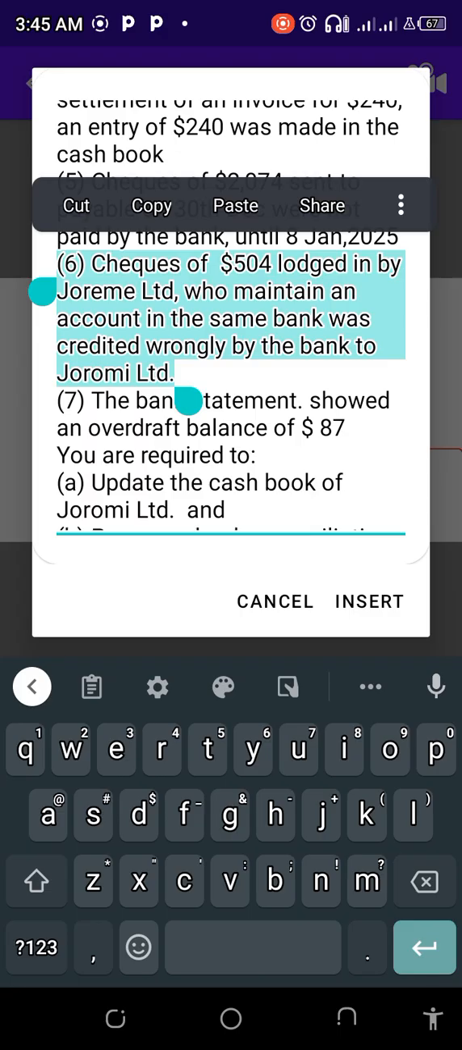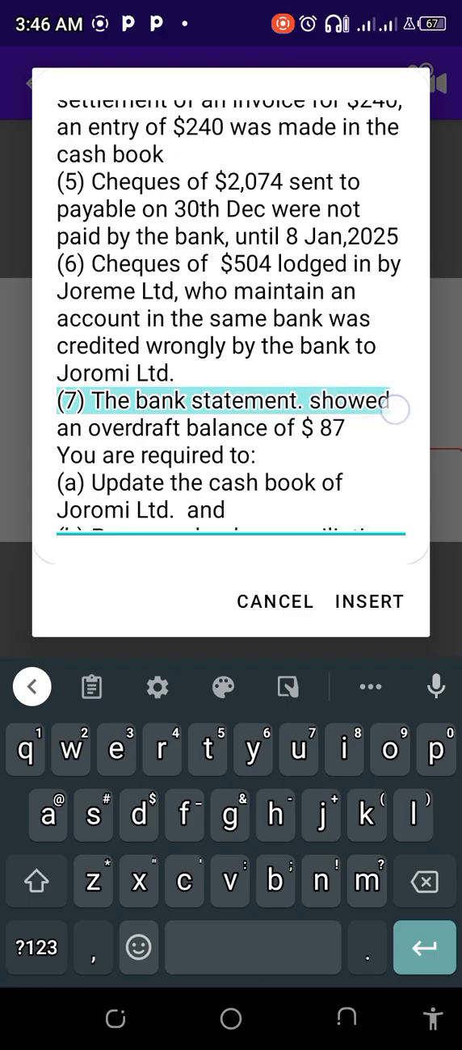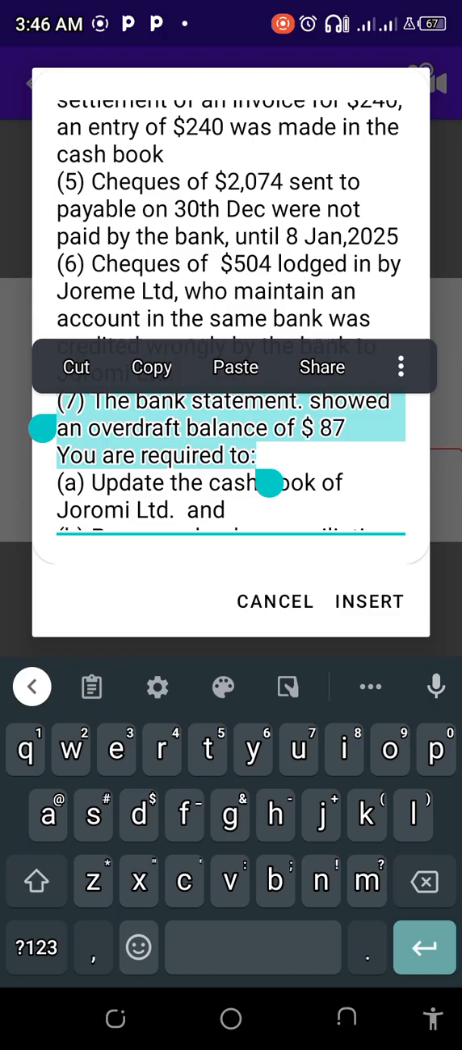Such errors that are made in the bank are not correctable in the adjusted cash book. Such errors are corrected in the reconciliation statement. The effect of this is that we have to deduct $504 from the balance of whatever we are going to get in the reconciliation statement. Then the 7th item is the balance: the bank statement showed an overdraft of $87. So let us go and attempt to solve it.